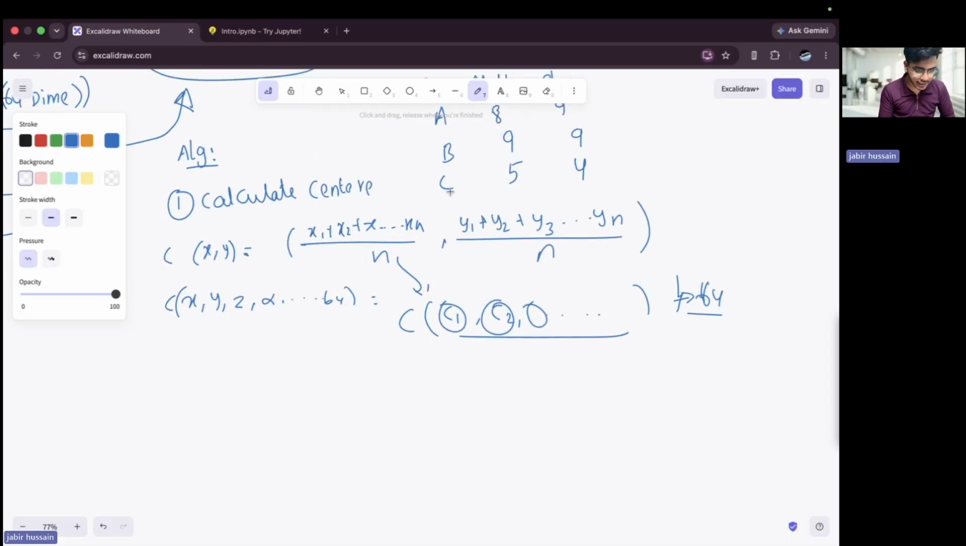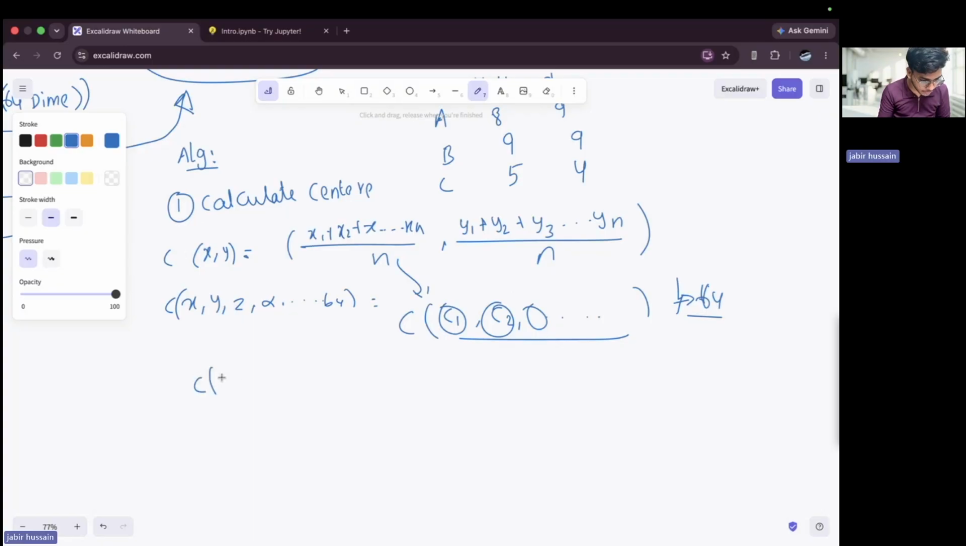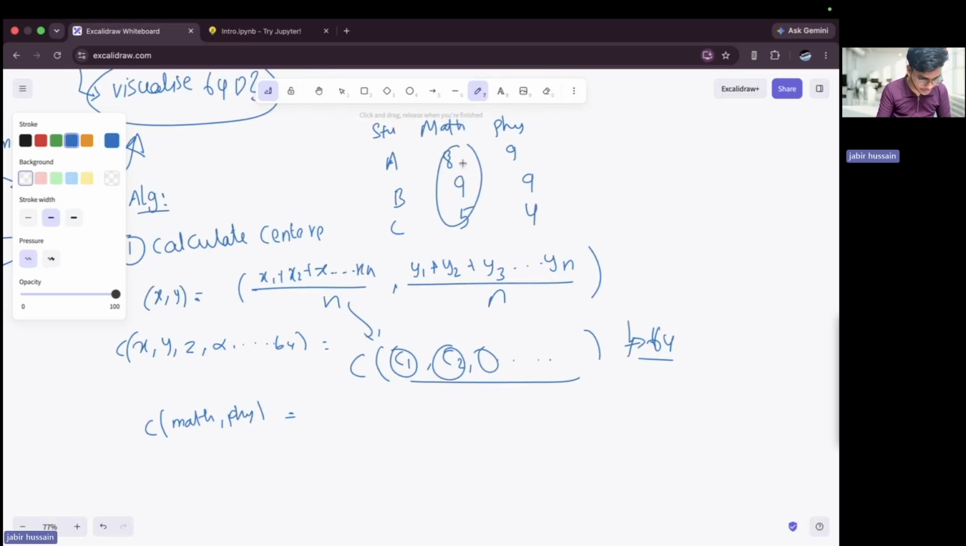Okay, now in our case we have math, right? So the center of math comma physics would be all math points, 8 plus 9 plus 5 divided by 3, comma all physics points, 9 plus 9 plus 4 divided by 3. I'm taking a practical example which we can easily understand, right? If I talk randomly with theoretical concepts, then you might not understand. Having an example is the safe side.